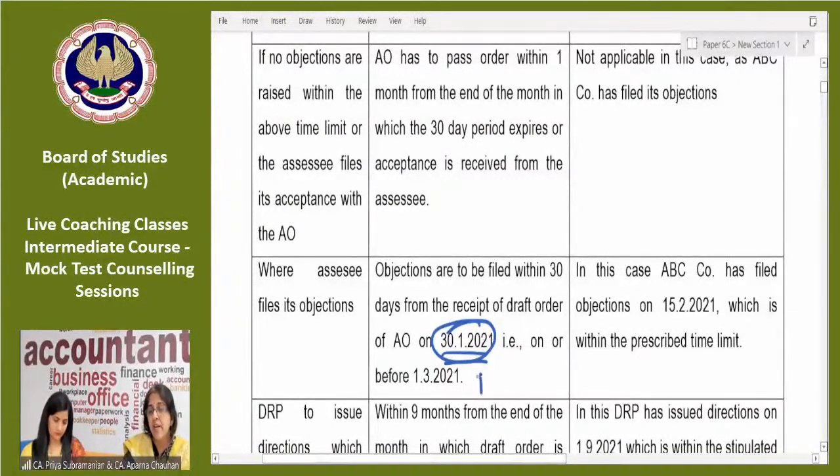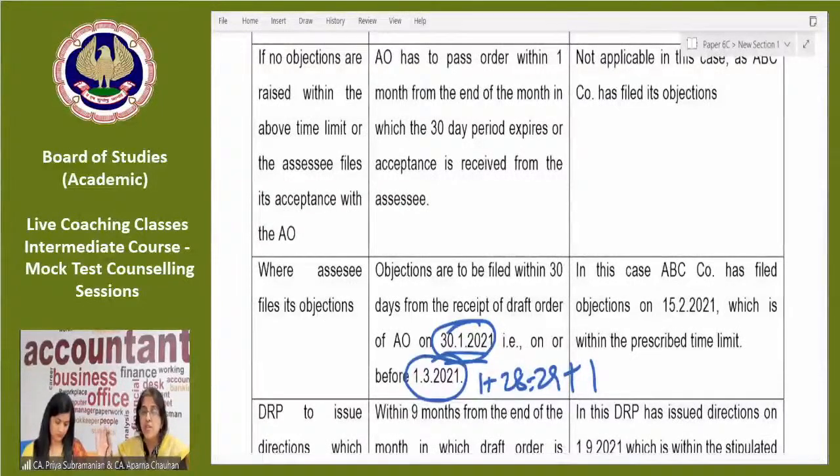30 days is what? One more day I have in January. I have 28 days in February. Now it comes to 29 days, plus one more day I have, 1st March. So on or before 1st March I have time to file the objections. ABC Company Limited has filed it on 15/2/2021. So that is before 1/3/2021. So it is within the prescribed time limit.